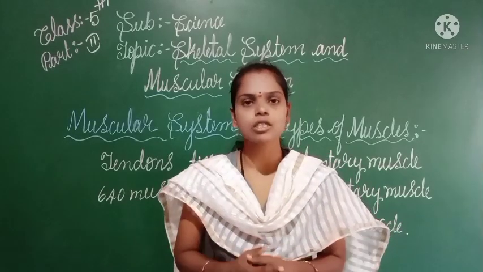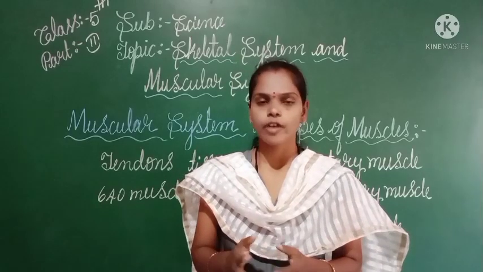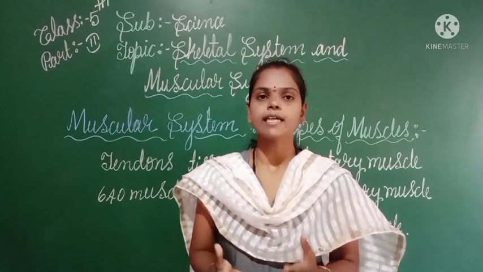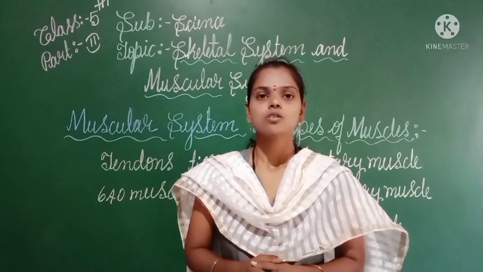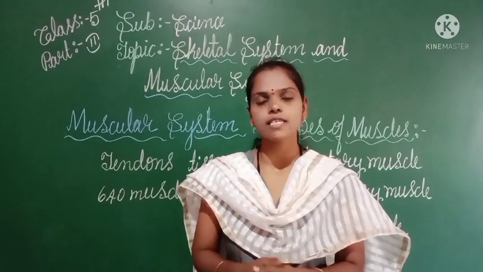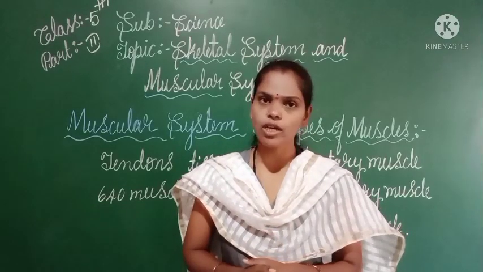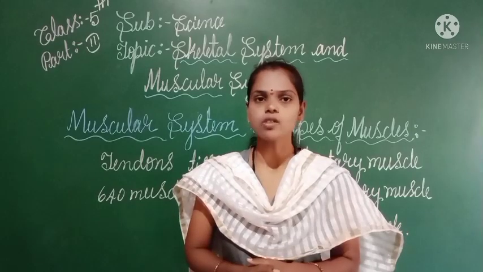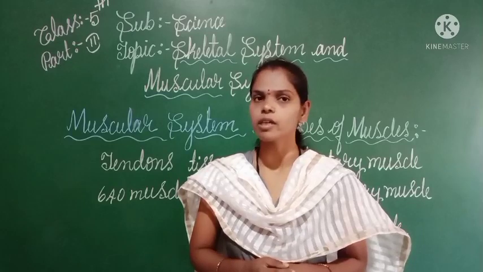Because of the muscular system, parts of the body can show movement. For example, eating, writing, walking, talking, and blinking of the eyes. These are the different kinds of activities that can be done with the help of the muscular system. This is the brief information about the muscular system.